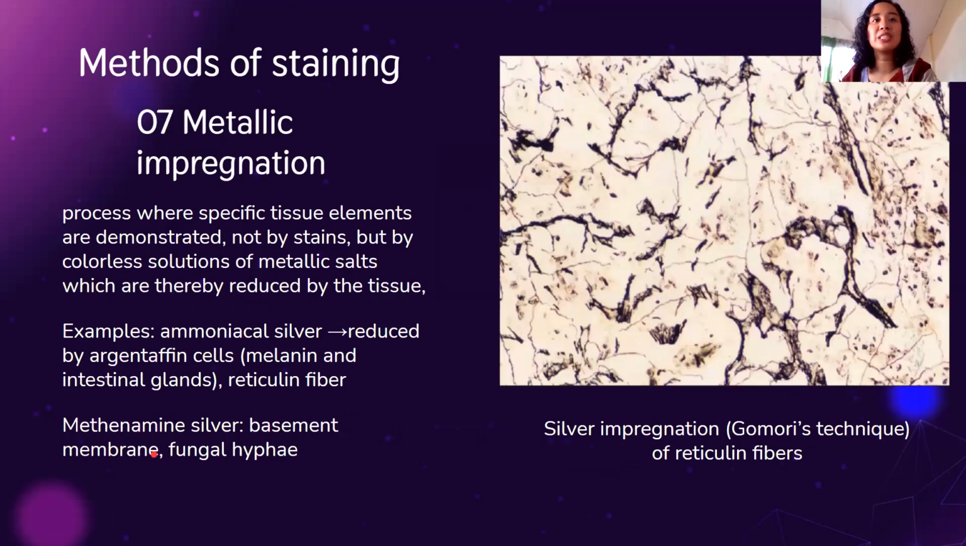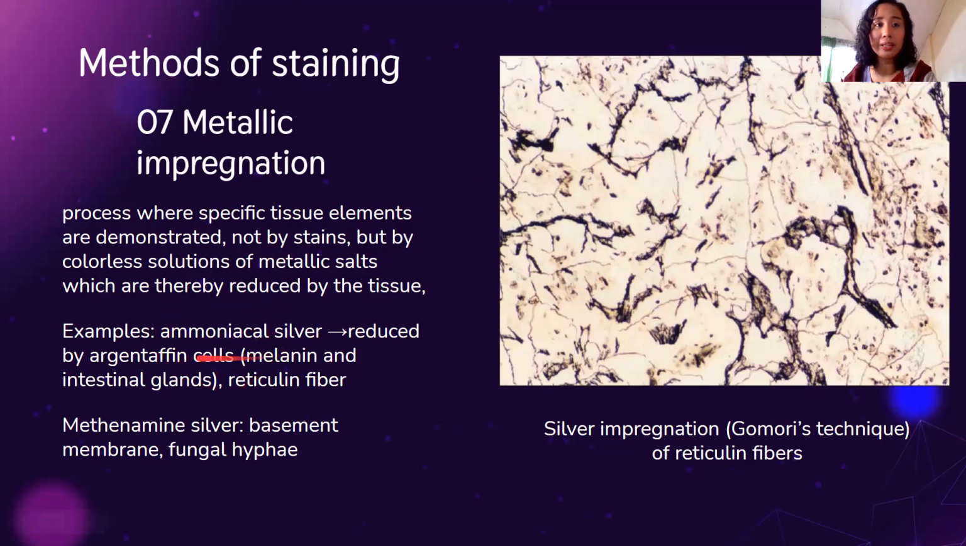Sorry. Okay, next is metallic impregnation. So, class, don't get confused by the word impregnation. Metallic impregnation is not a type of staining. It's a way of putting color on your tissue, however not by stains but by metallic salts. The common metallic salt that we use is silver. Gold is also used, but not that common. Here, I'm going to discuss two types of silver that could be impregnated to give color to your tissues.